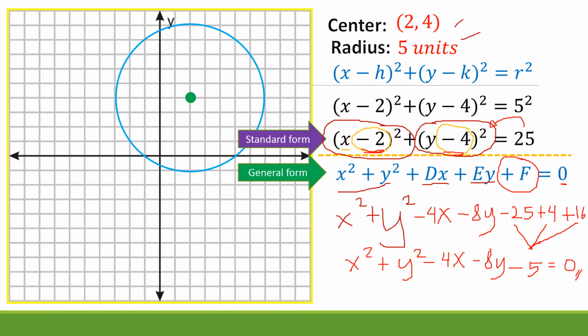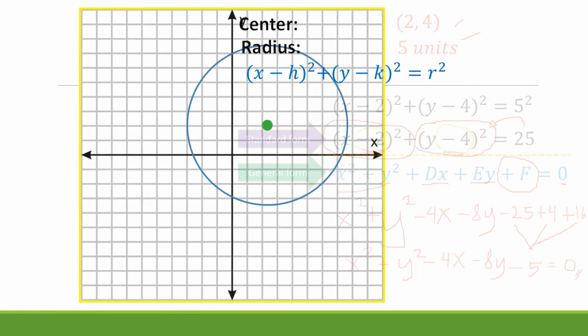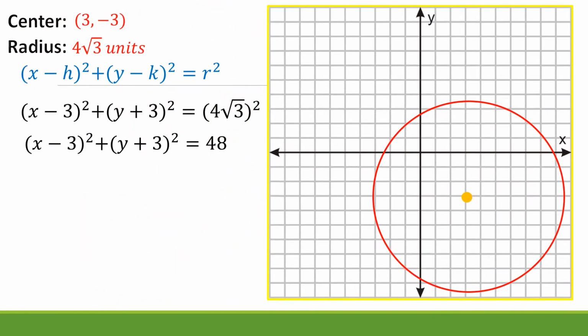Let's have another example. This is something that we already had earlier. Again, we managed to transform this data, the center, which is 3, -3, and a radius of 4 square root of 3 units, into this form: x minus 3 quantity squared plus y plus 3 quantity squared equals 48, which is the standard form. So how are we to use this data to get the general form?